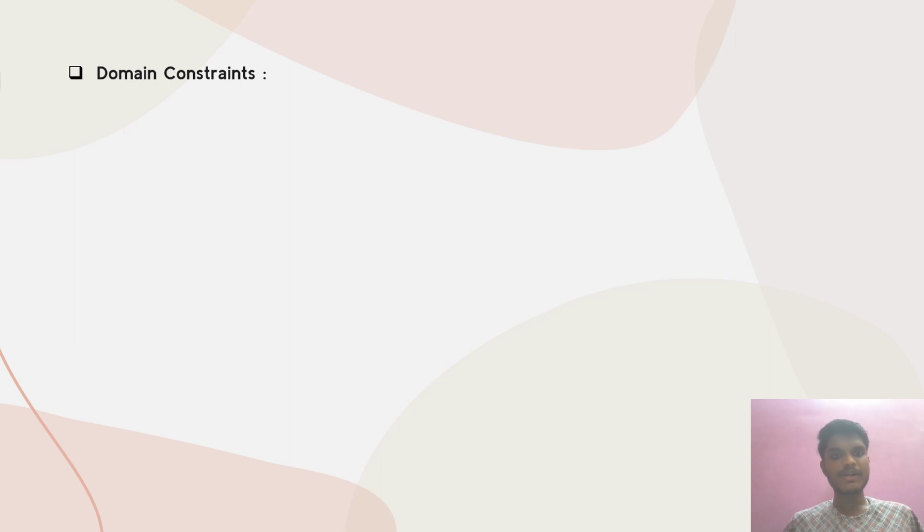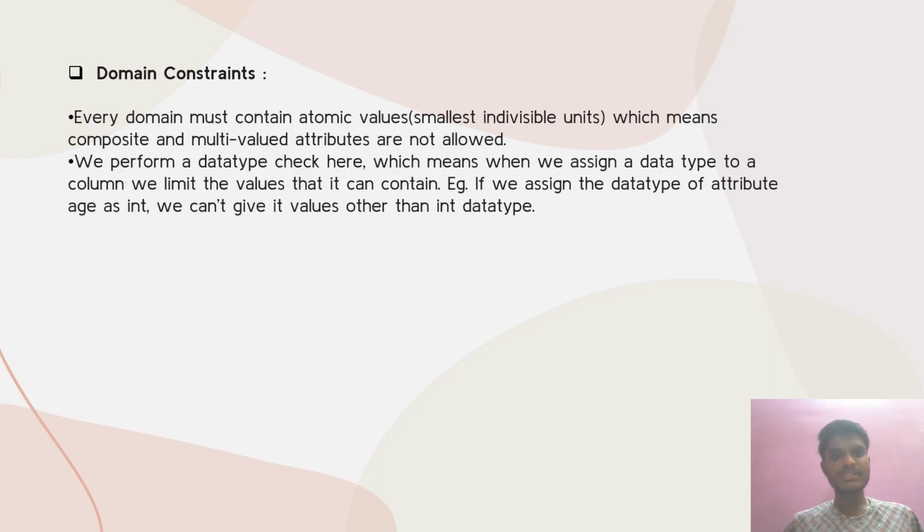First one, domain constraints. Every domain must contain atomic values, which means composite and multi-valued attributes are not allowed. We perform a data type check here, which means we assign a data type to the column. We limit the values that it can contain. Example, if we assign the data type of attribute age as int, we can't give it values other than data type integer.